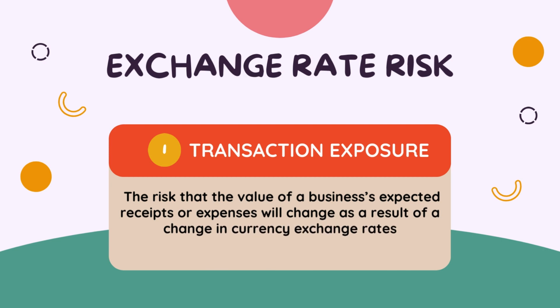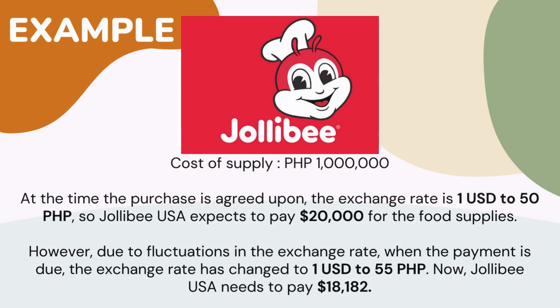So let us have a scenario to clearly understand what is transaction exposure. Jollibee Food Corporation, a Philippine-based company, owns Jollibee USA, which operates fast food restaurants in the United States. Jollibee USA needs to pay 1 million Philippine pesos to a supplier in the Philippines for food supplies. At the time the purchase is agreed upon, the exchange rate is 1 US dollar equals 50 Philippine pesos. So Jollibee USA expects to pay $20,000 for the food supplies.